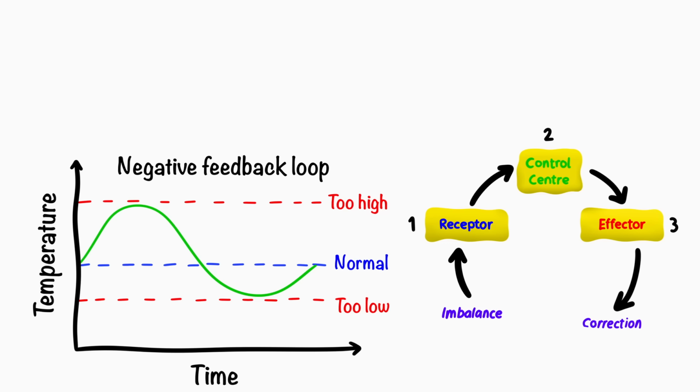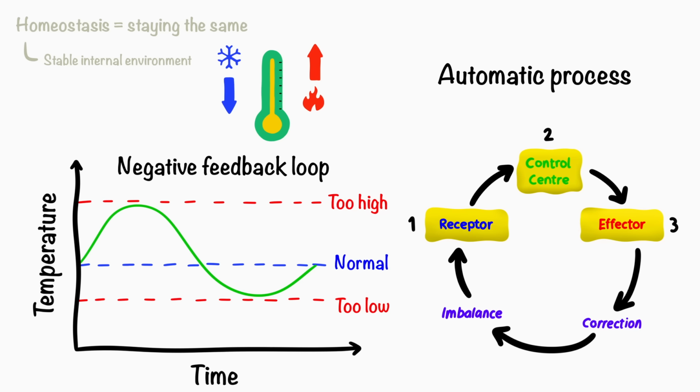It's important to understand that the effectors will continue producing responses as long as they're stimulated by the coordination center. This might cause the level to become too much in the opposite direction. Luckily, the receptor detects if the level becomes too different and triggers the negative feedback loop again. This process happens without you thinking about it. It's completely automatic. Your body is constantly making these adjustments to maintain homeostasis.